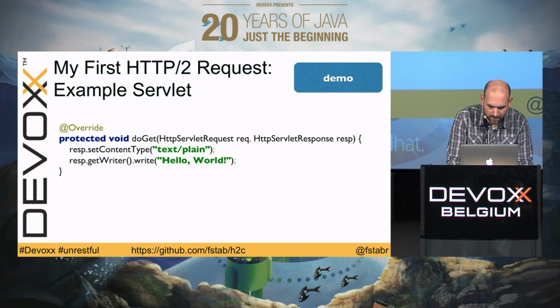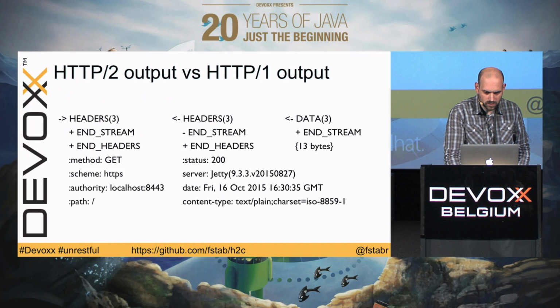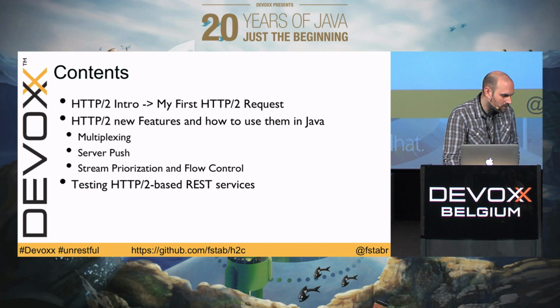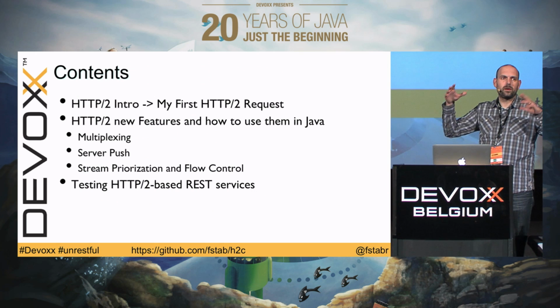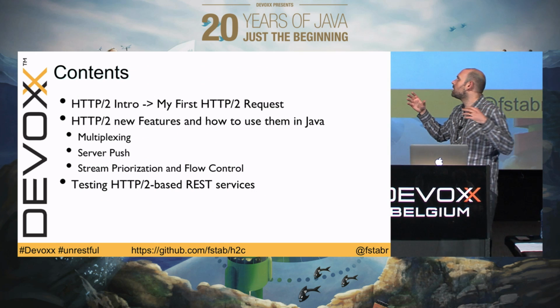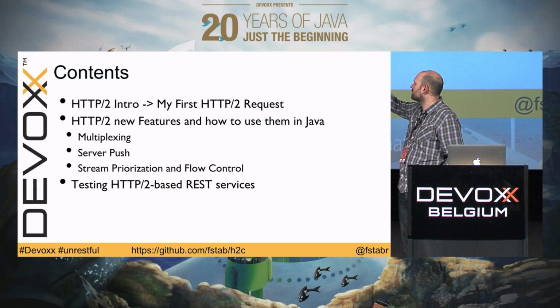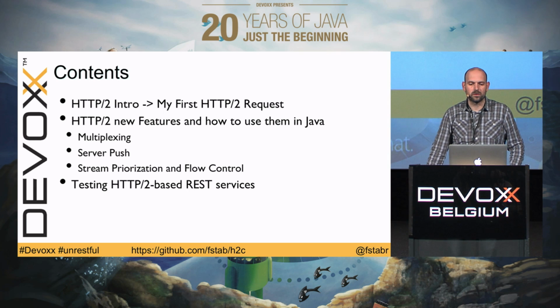So, it was a quick intro to show you how HTTP traffic looks. And I guess now you have a rough idea what it does, and now it's time to jump into the cool new things, so to say. And the cool new things are multiplexing, server push, stream prioritization, and flow control.